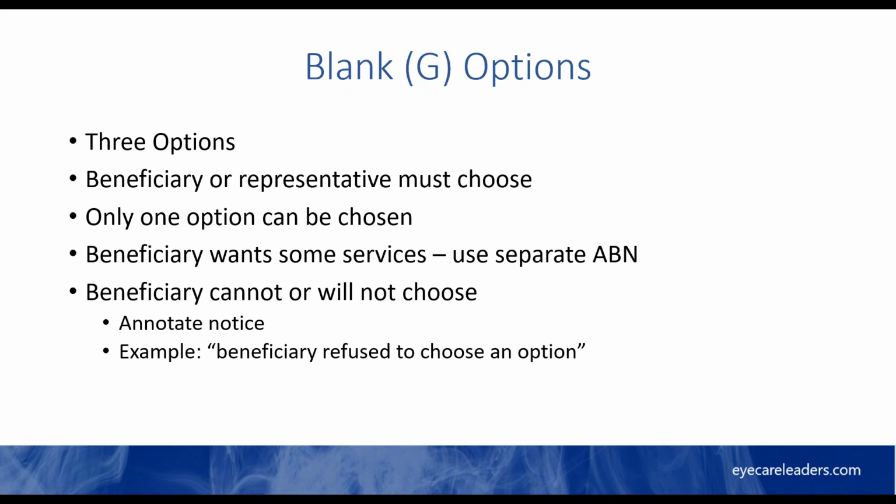In cases where the beneficiary wants some services but not others, use separate ABNs. If the beneficiary cannot or will not make a choice, the notice should be noted. For example, beneficiary refused to choose an option.